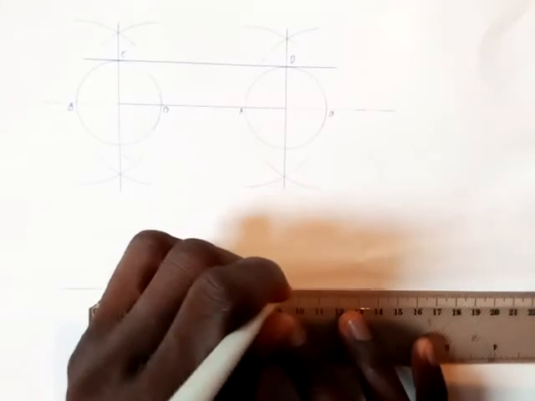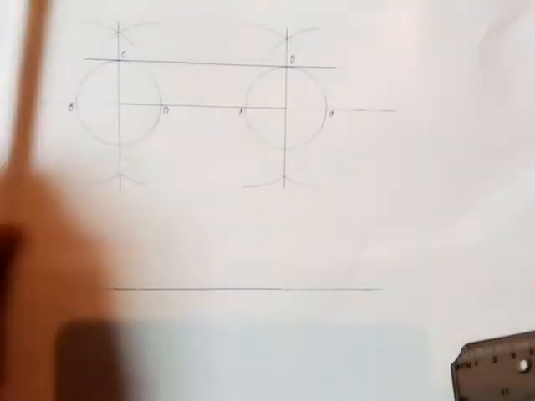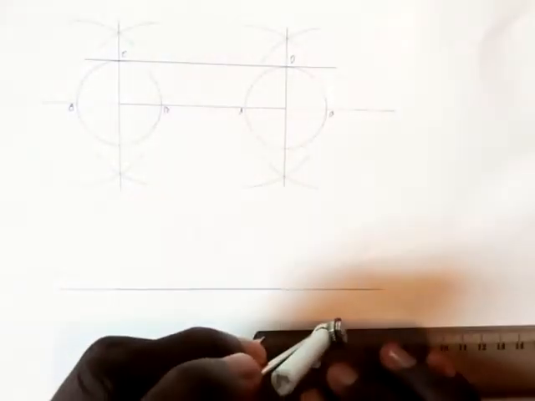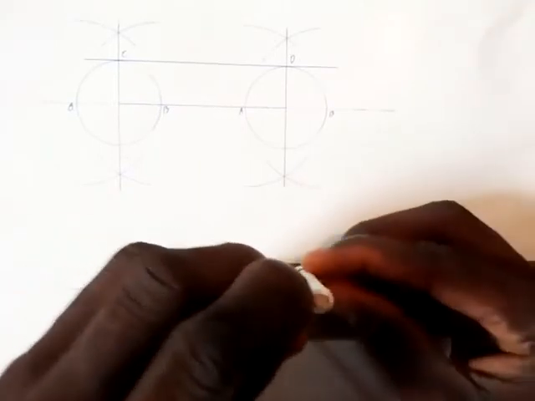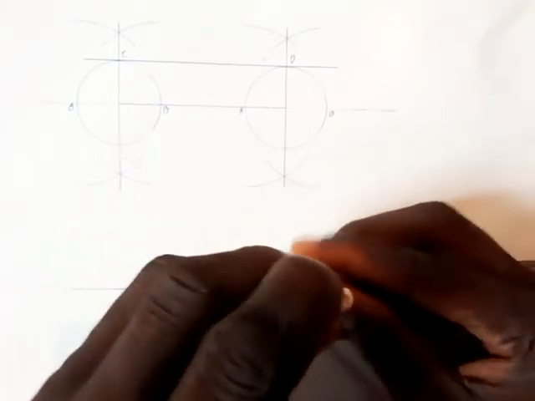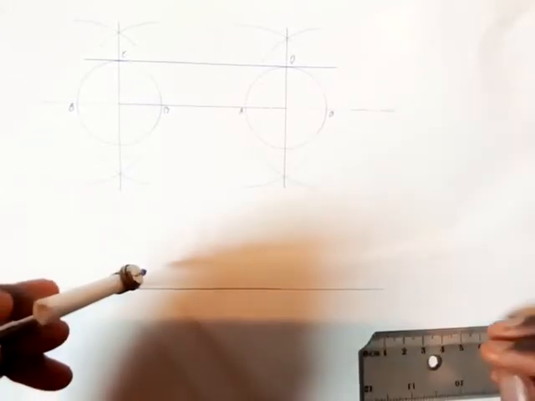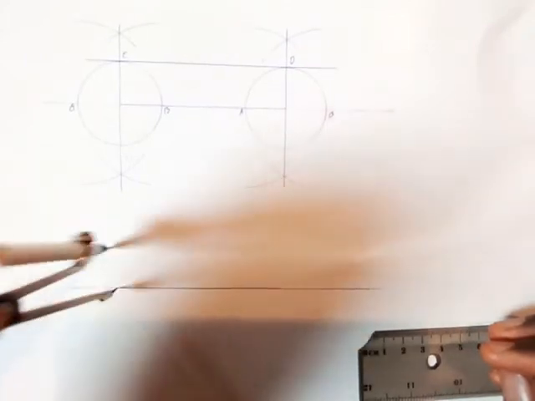So I'm still using the same diameter as we used for the previous one. My diameter is 40 mm. The radius is 20 mm. I will take 20 mm from my ruler. So from 1 to 3 is equal to 20 mm. So I draw a circle here.